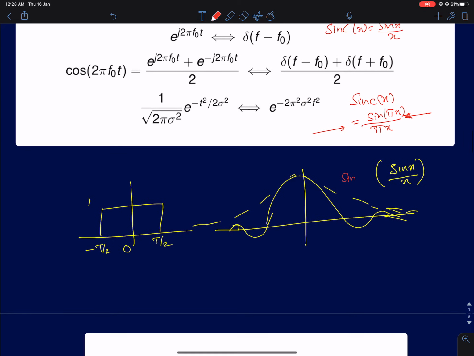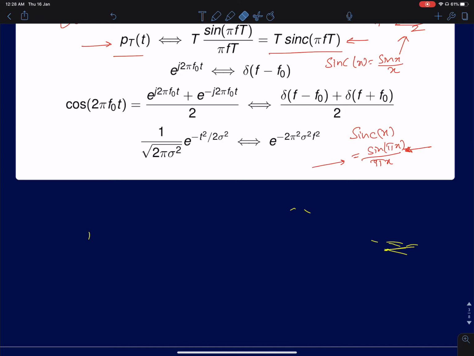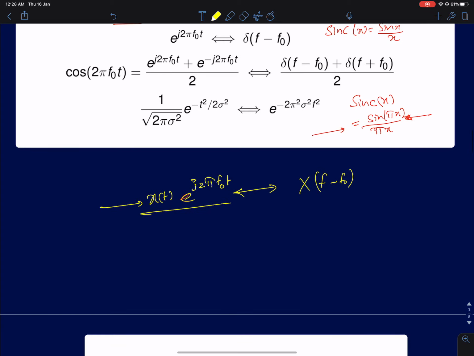Next, there is another very important property called the frequency shifting property. If I multiply a signal x of t in the time domain by a complex exponential e power j 2 pi f naught t, then the Fourier transform of this signal is given by x of f minus f naught. You can very easily show this. The Fourier transform has e power minus j 2 pi f t, and since I'm multiplying with e power plus j 2 pi f naught t, you'll get f minus f naught times t.